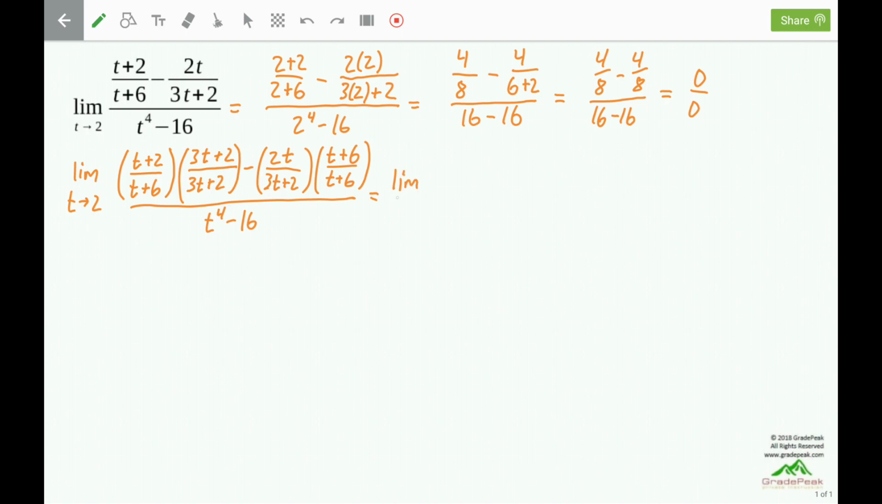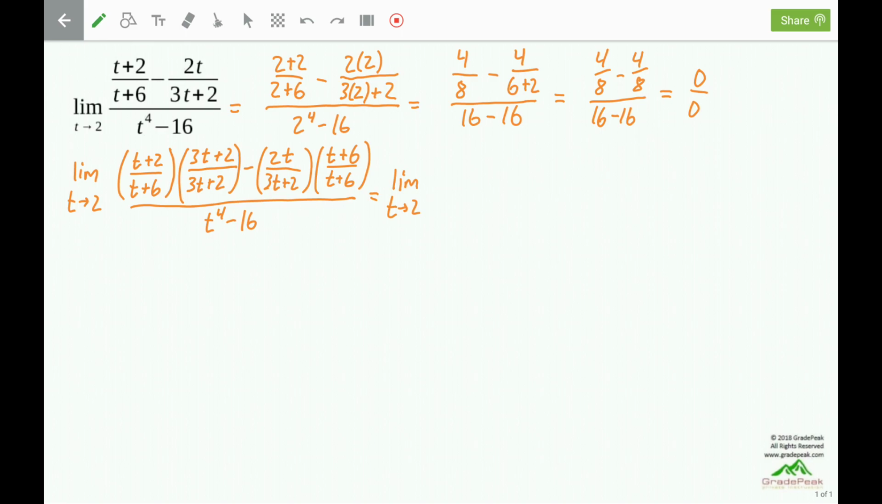Now, when it comes to fractions with common denominators, you will want to fully FOIL out and distribute the numerators so that we can combine them. This first set of fractions multiplying each other, we do have to FOIL out those two numerators with each other. T plus 2 times 3t plus 2.